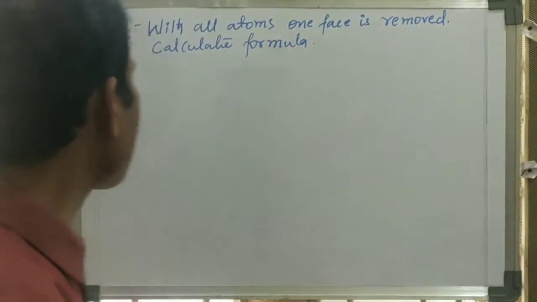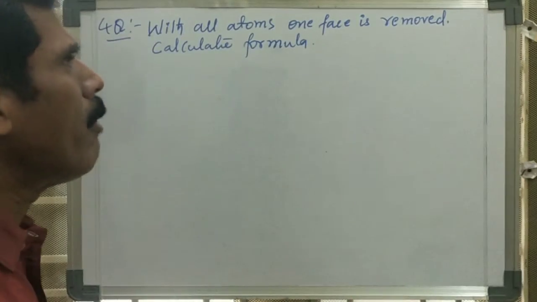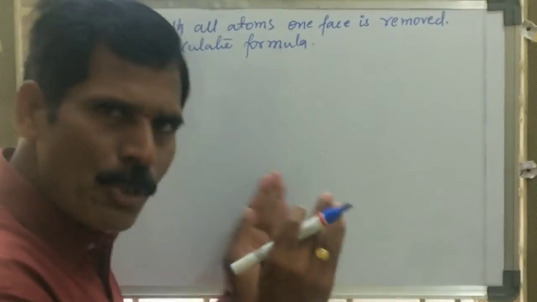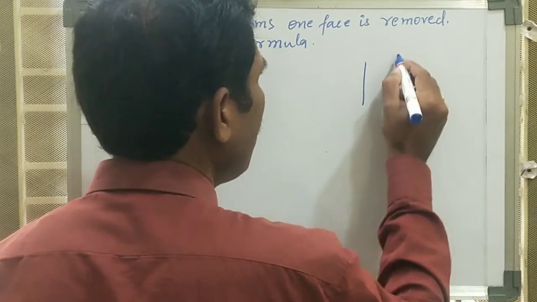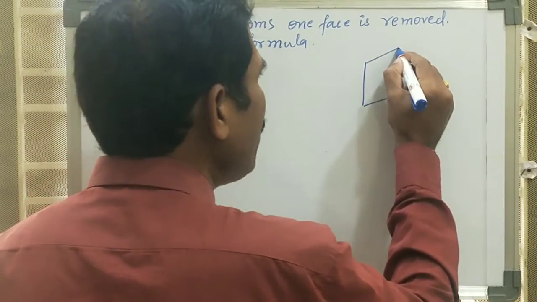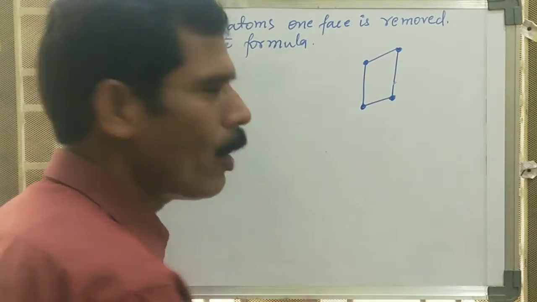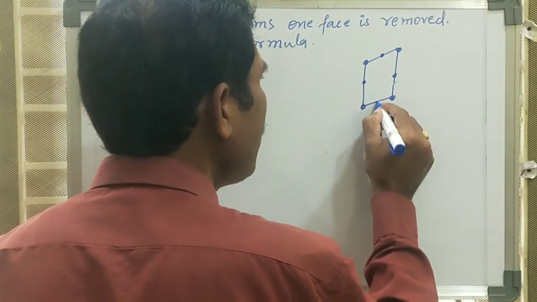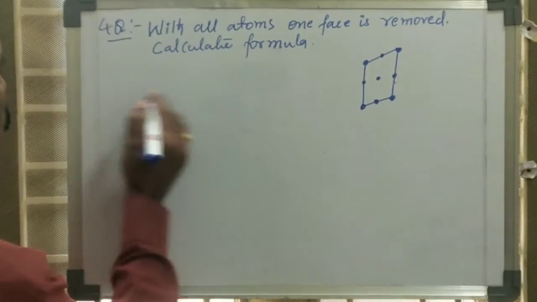Yes. Dear students, let us go for the fourth question. According to this question, with all atoms one face is removed, then calculate the formula. One face should be removed. Then according to this question, let me draw on the board. This is the face that was removed. This one face has 4 corner atoms, then 4 edge centers, then one face center. Then go for the calculation.